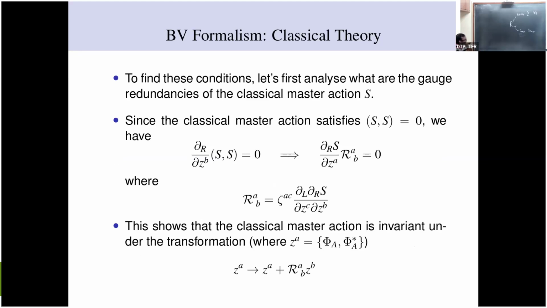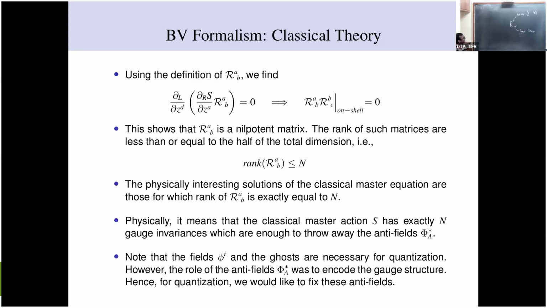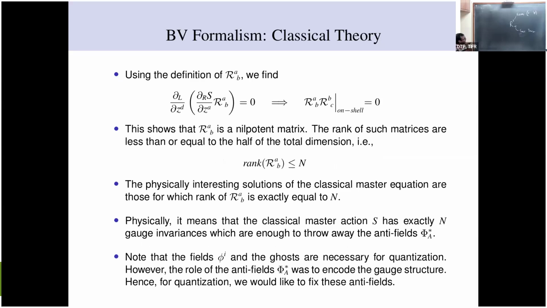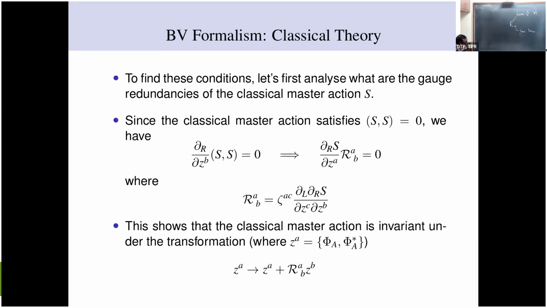Since it satisfies this classical master equation for this particular value of R^A_B, it means that the classical master action has this gauge redundancy. Now, if you take this definition of R^A_B, what was the gauge redundancy? This is the gauge redundancy for this expression of R: Z goes to Z plus this, because it satisfies the Noether identity.